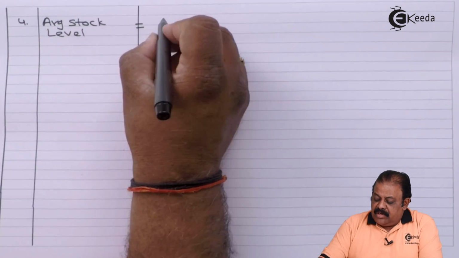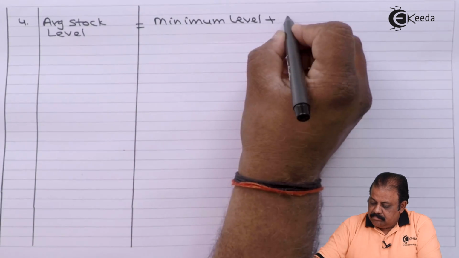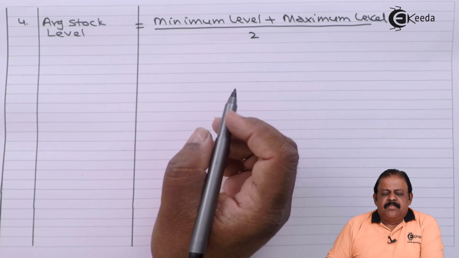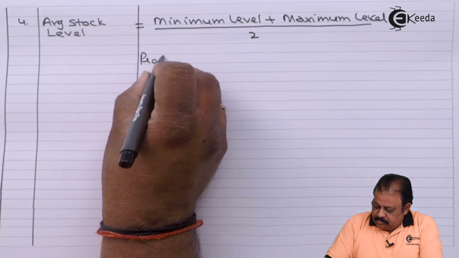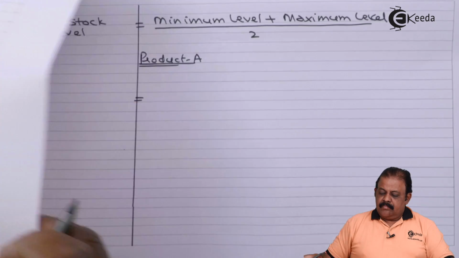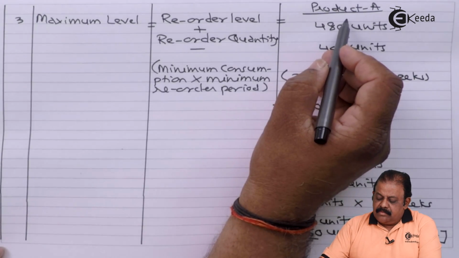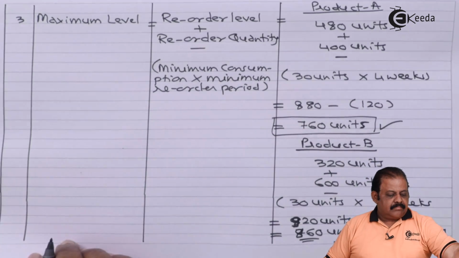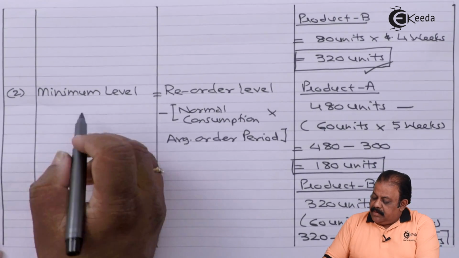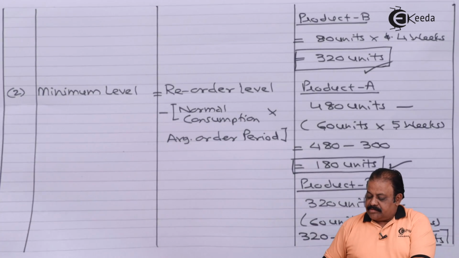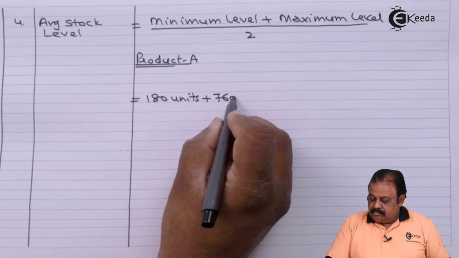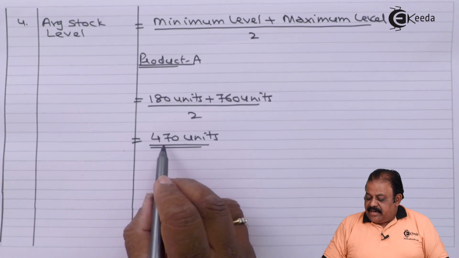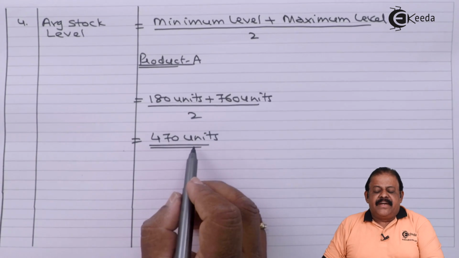Next, average stock level. Minimum level plus maximum level divided by 2. In case of product A, maximum level is 760 units and minimum level is 180 units. So in case of product A, average stock level is 470 units.